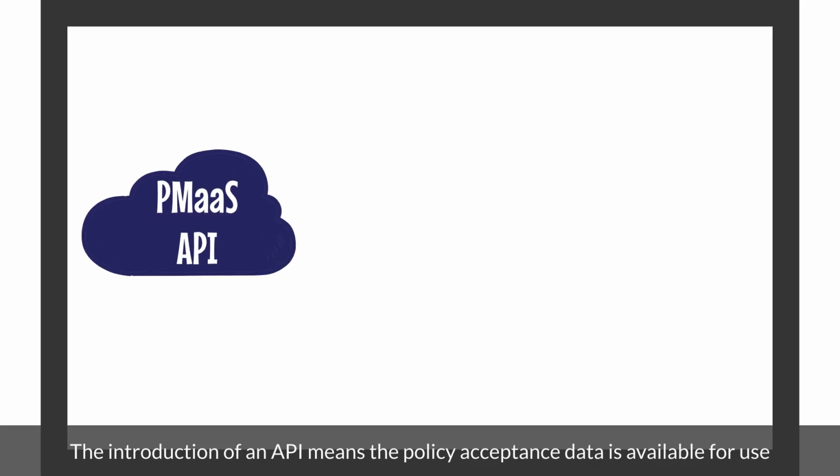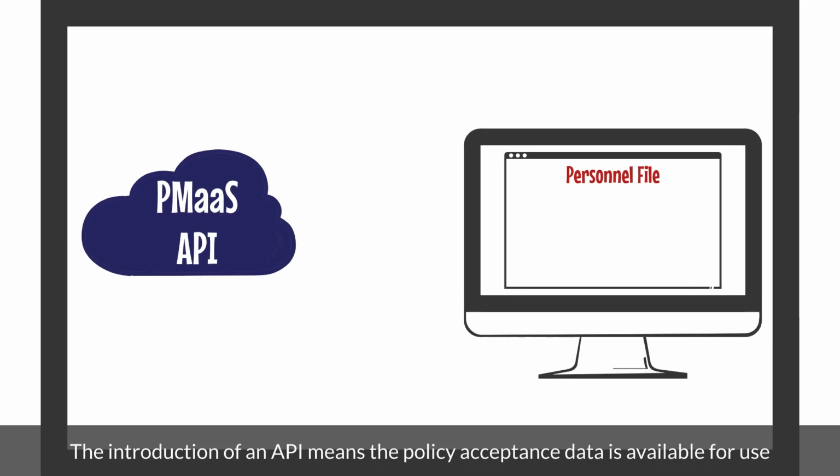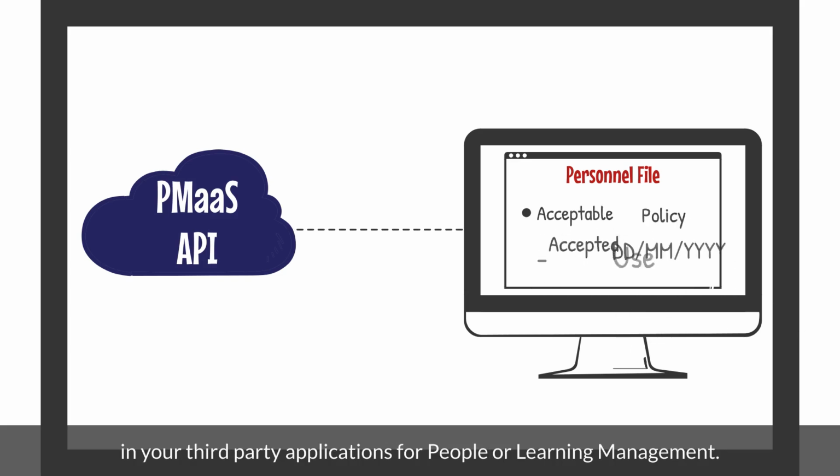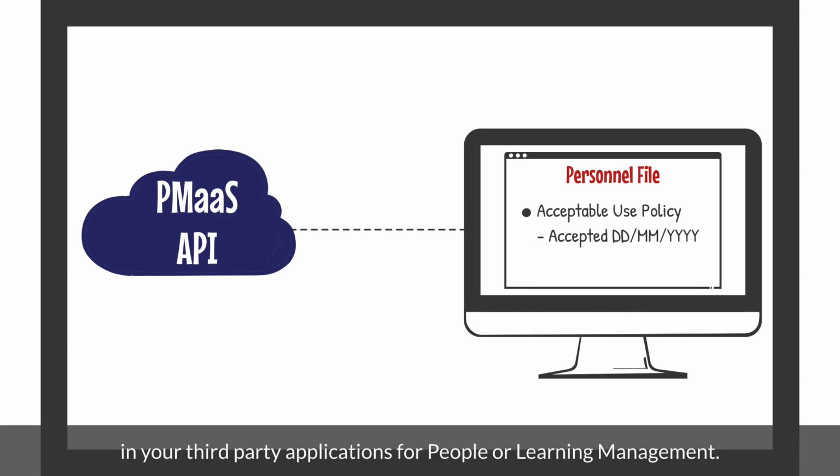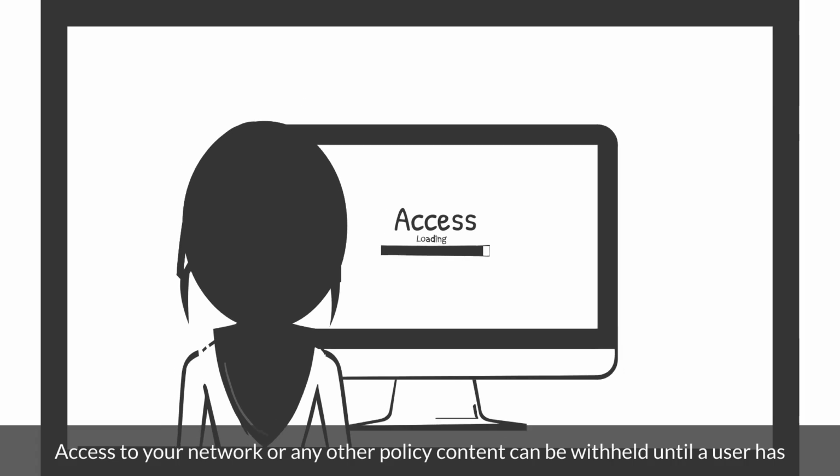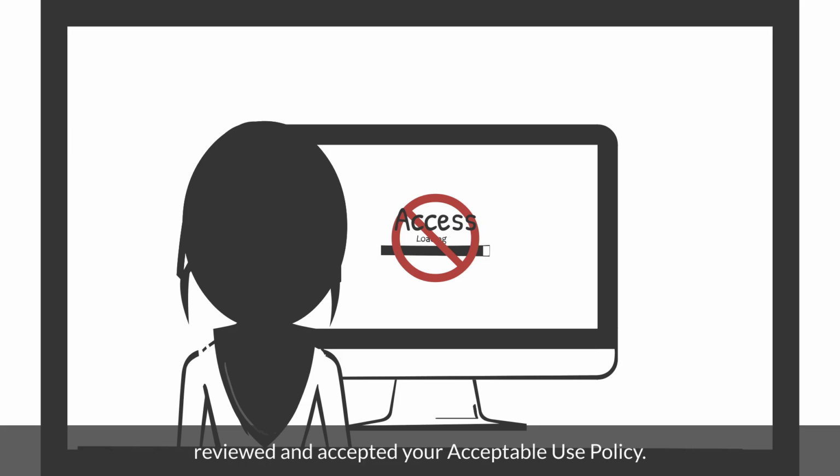The introduction of an API means the policy acceptance data is available for use in your third-party applications for people or learning management. Access to your network or any other policy content can be withheld until a user has reviewed and accepted your acceptable use policy.